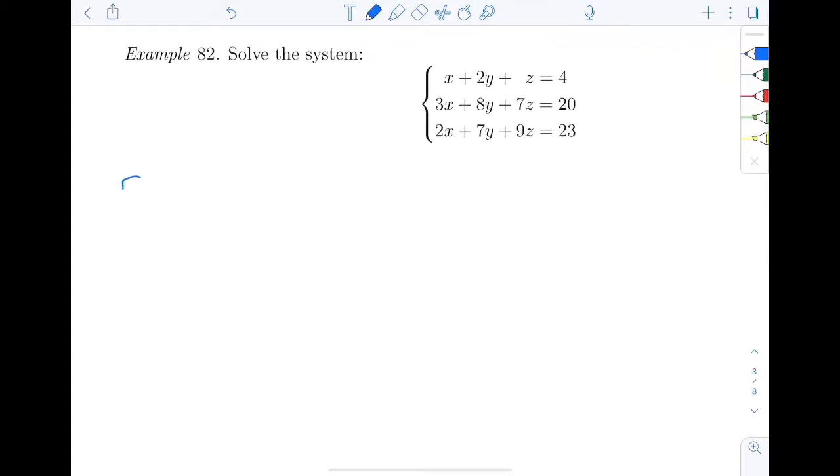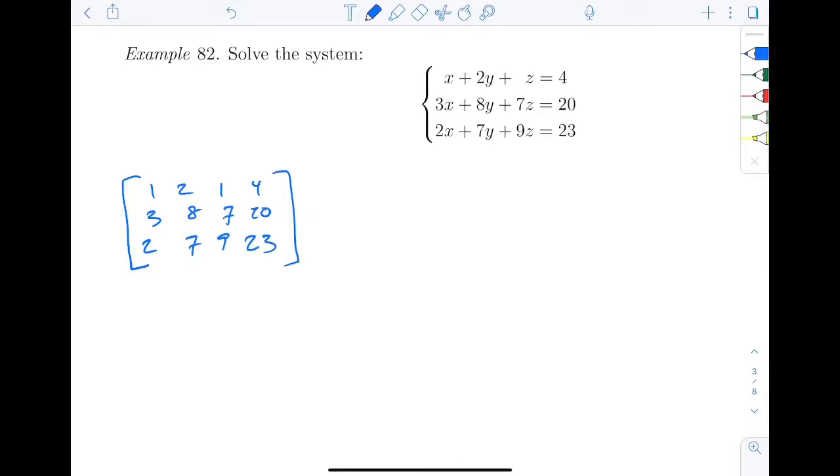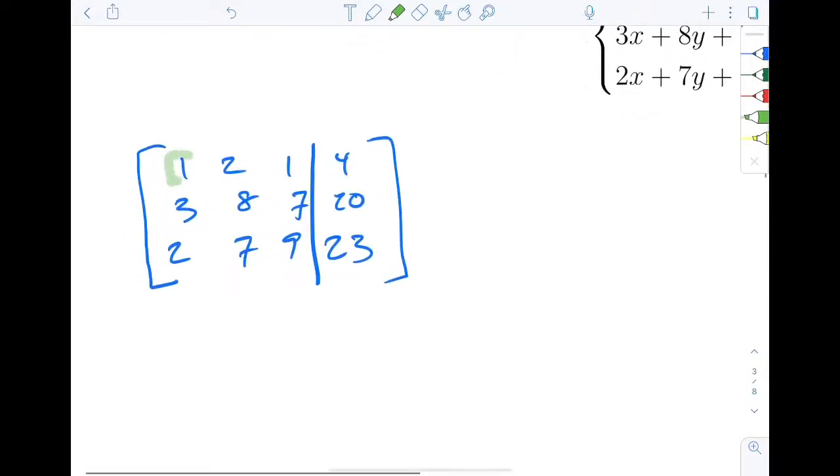Okay, so we'll first build the augmented matrix, which is 1, 2, 1, 4, then 3, 8, 7, 20, and 2, 7, 9, 23. This is a whole lot easier to do when you are just worrying about the things in the spots and not trying to worry about all the variables and stuff. Now, the algorithm for making this look like a much better matrix is to go for this thing first. That thing is a 1.